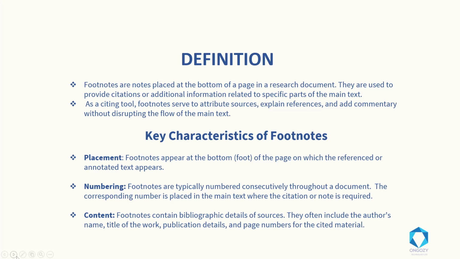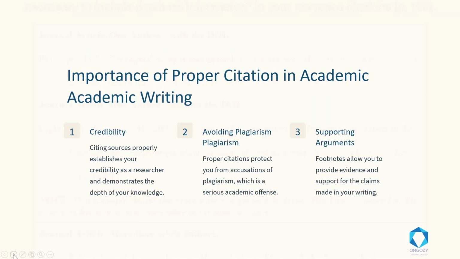And then number two, there is numbering. The footnotes are typically numbered consecutively throughout a document. The corresponding number is placed in the main text where the citation or the note is required. Number three, we have content. Footnotes contain bibliographic details of sources. They often include the author's name, the title of the work, the publication details, and the page numbers for the cited materials.